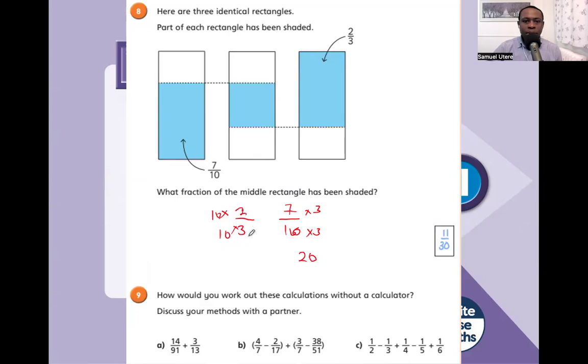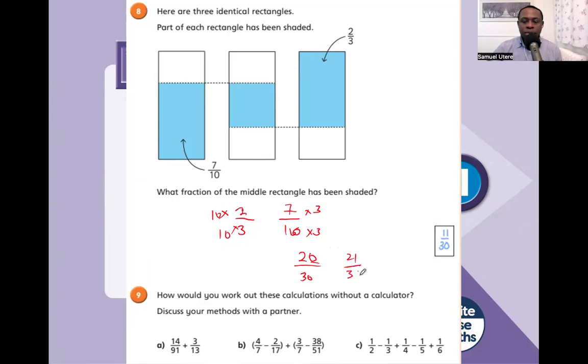Yes. Yes, you multiply by 3 here, that will be 21. Okay, so that will be 21 and that will be 20. So you have 20 and then over 30, all right, and 21 over 30.